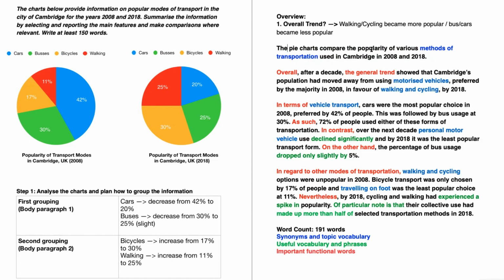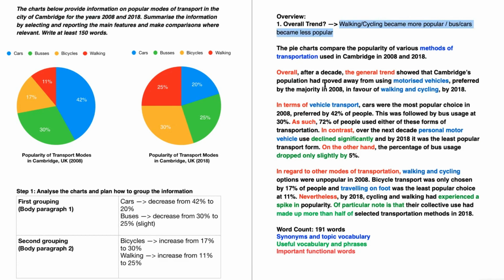I've said the popularity of various methods of transportation. In the city of Cambridge, I've said used in Cambridge for the years 2008 and 2018, and I've said, of course, in 2008 and 2018. So you see how I've used methods of transportation instead of modes of transport, and I've gone ahead and talked about comparing right away.